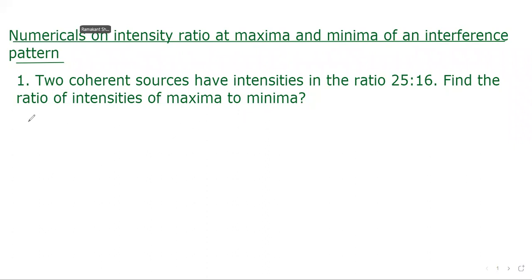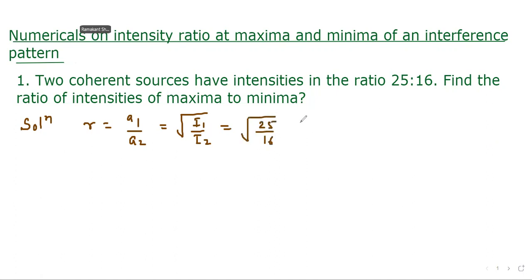So we know that amplitude ratio R is equal to A1 upon A2, which is also equal to root of I1 upon I2. Here intensities are in the ratio 25:16, so that will give 5 upon 4. Now we have to find out I max to I min.